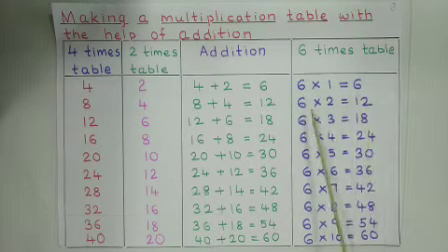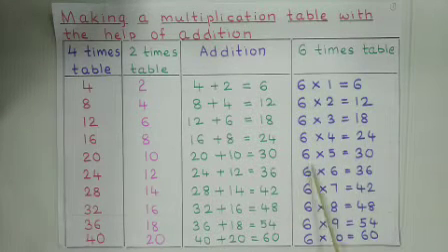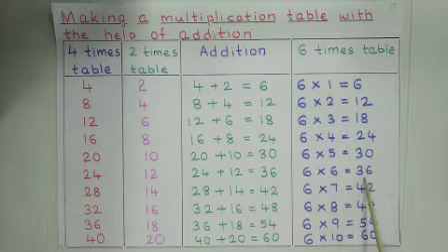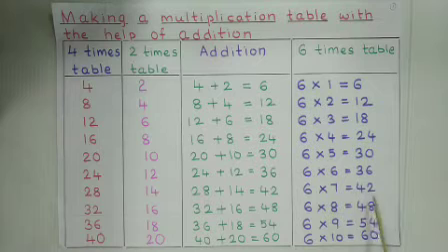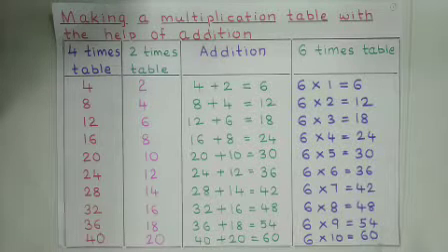6 ones are 6, 6 twos are 12, 6 threes are 18, 6 fours are 24, 6 fives are 30, 6 sixes are 36, 6 sevens are 42, 6 eights are 48, 6 nines are 54, 6 tens are 60. In the same manner, we can make another table also.